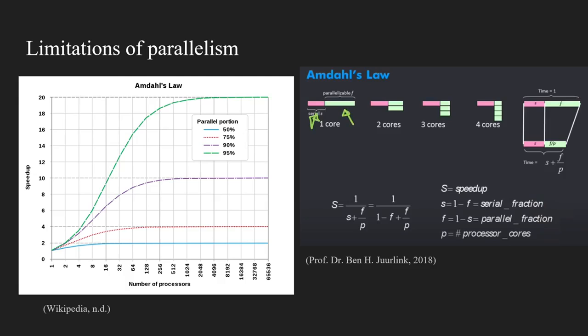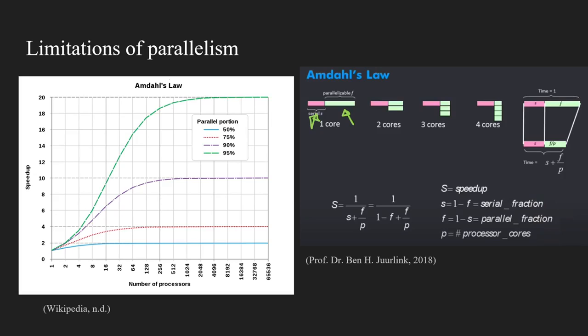The percentage of the serial parts composed in the program dictates and limits the maximum speedup that the parallel computing could do. This is called Amdahl's law. This is about how much a computation could be sped up when running the parallelizable parts in a program.